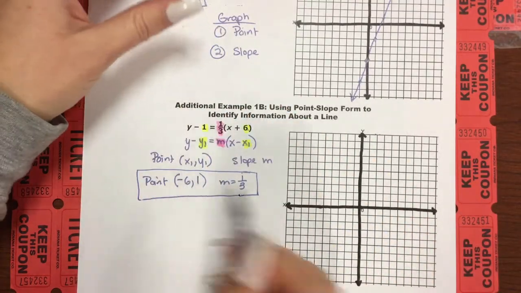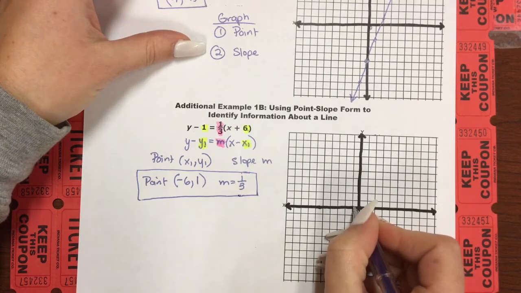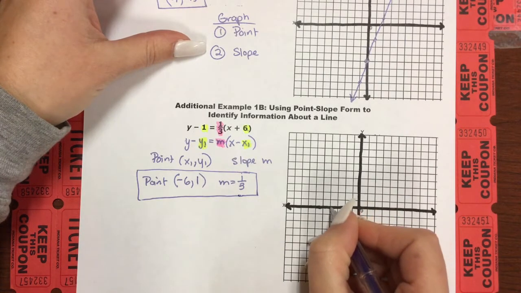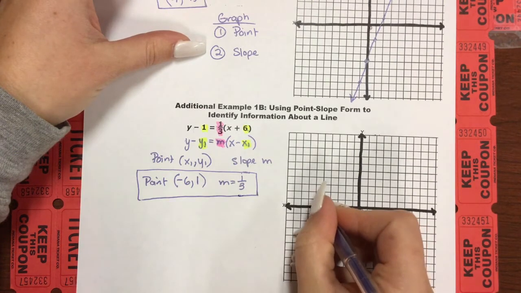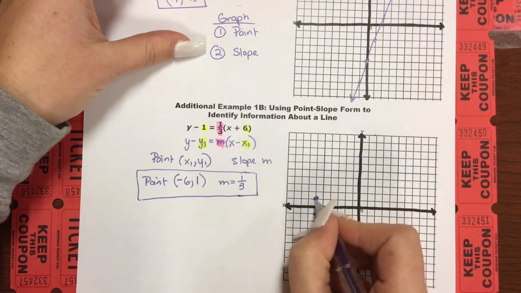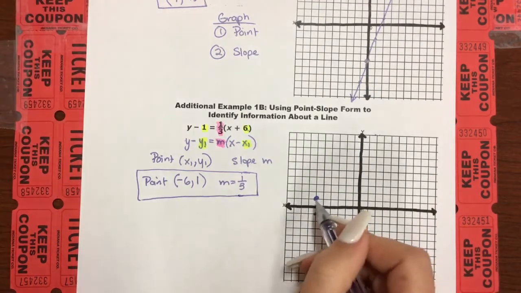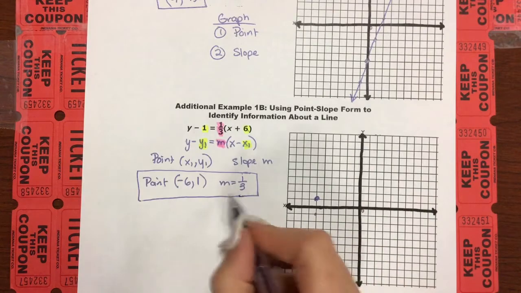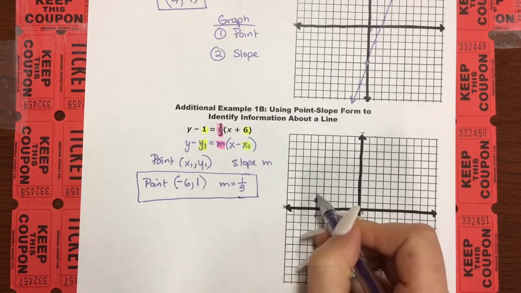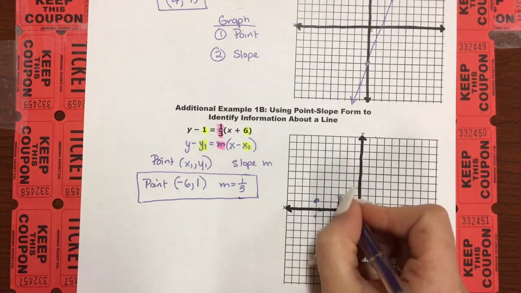So my point is negative 6, 1. So I'm going to go here, negative 6, negative 1, negative 2, negative 3, negative 4, negative 5, negative 6, down 1, up 1, my bad. Negative 6, up 1, right here. Now from this point, so negative 6, up 1, that's my point. From here I'm going to do the slope, which is up 1 over 3, 1, 2, 3.